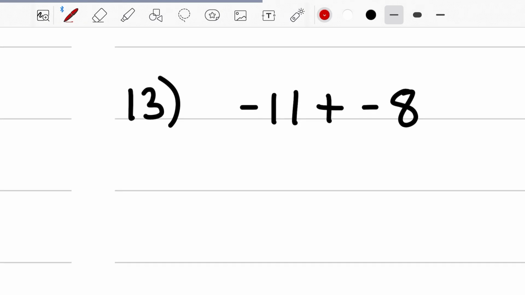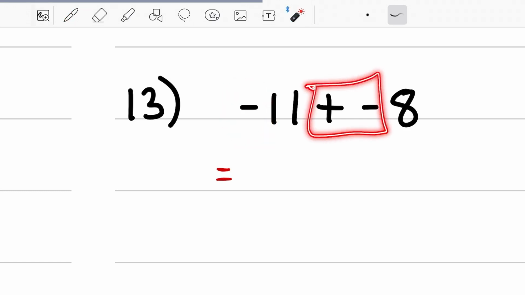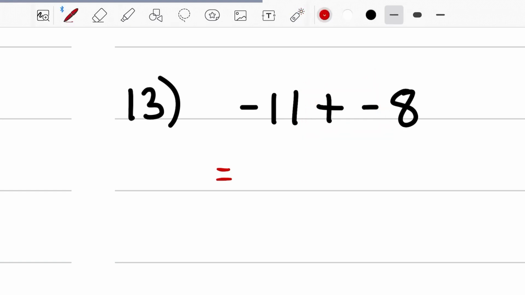For number 13, we have minus 11 plus minus 8. Okay, so again, we're not concerned with this sign. We are concerned with these two signs since they are adjacent. So we have minus 11, and plus minus simplifies to just minus. So minus 11 minus 8. Now the signs are the same, so what we do is we add: 11 plus 8 is 19. And since they are both negative, your answer is also going to be negative.